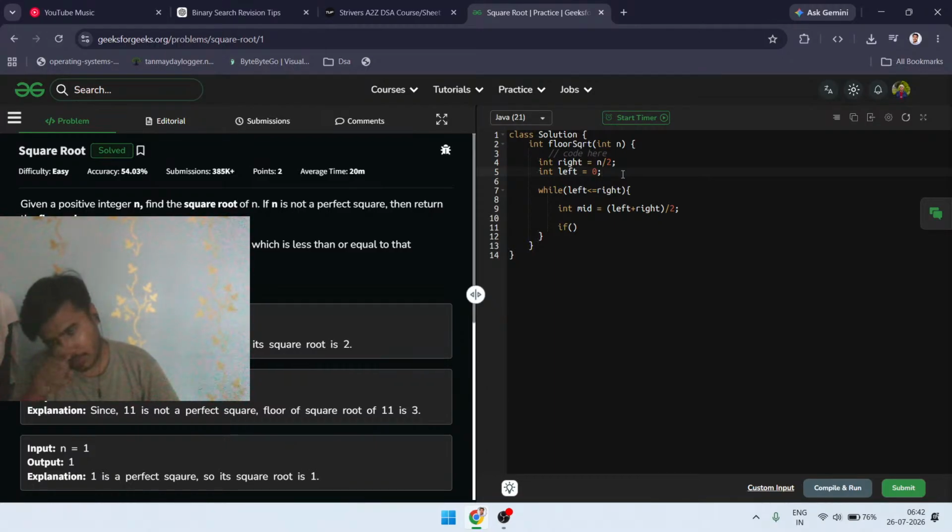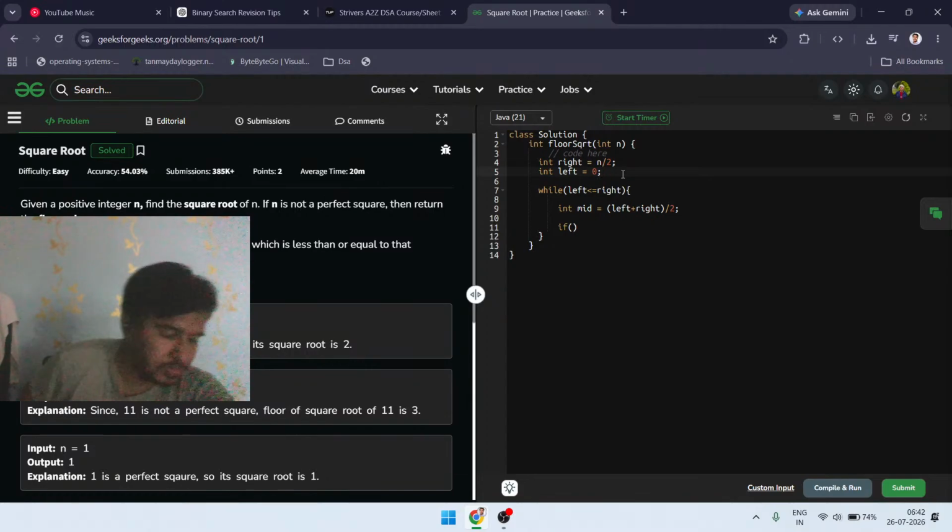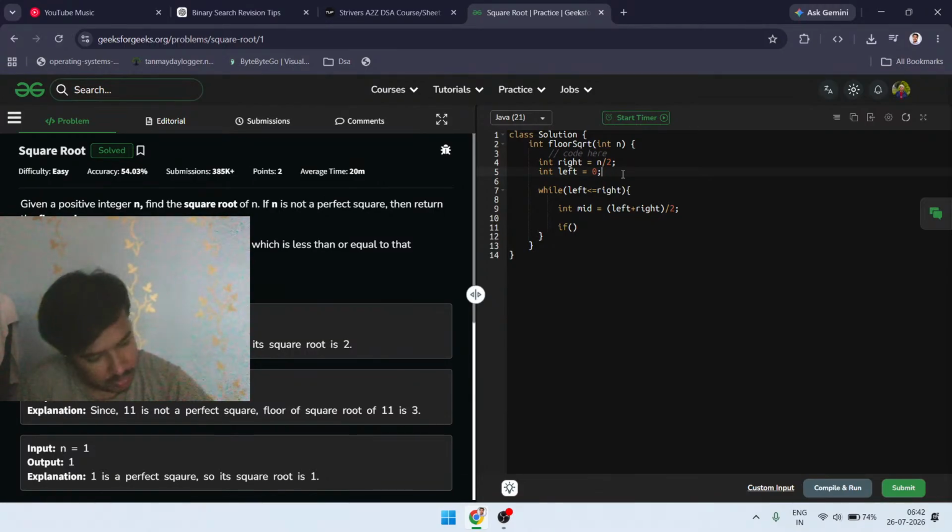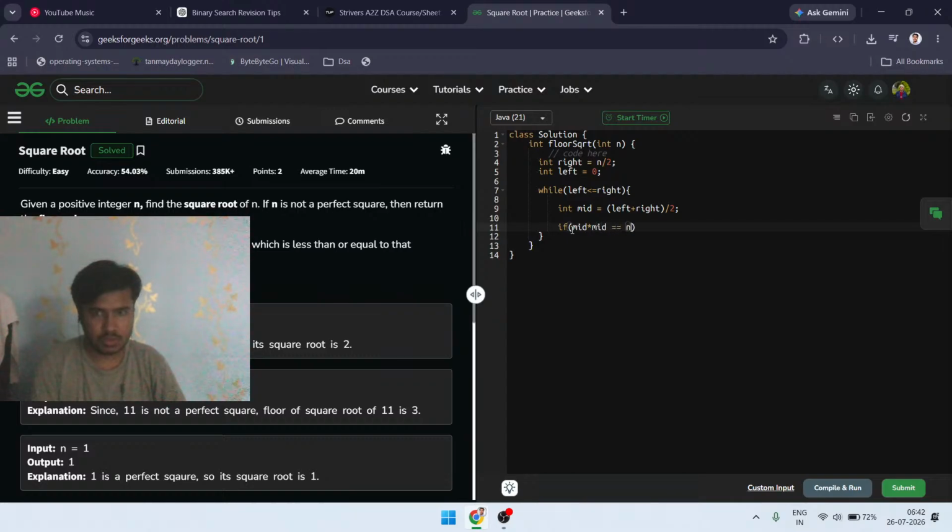If it is 11, what we did is we made it 5.5, and then divided 5 by 2, and it became 2. Now we'll see if mid into mid equals n.